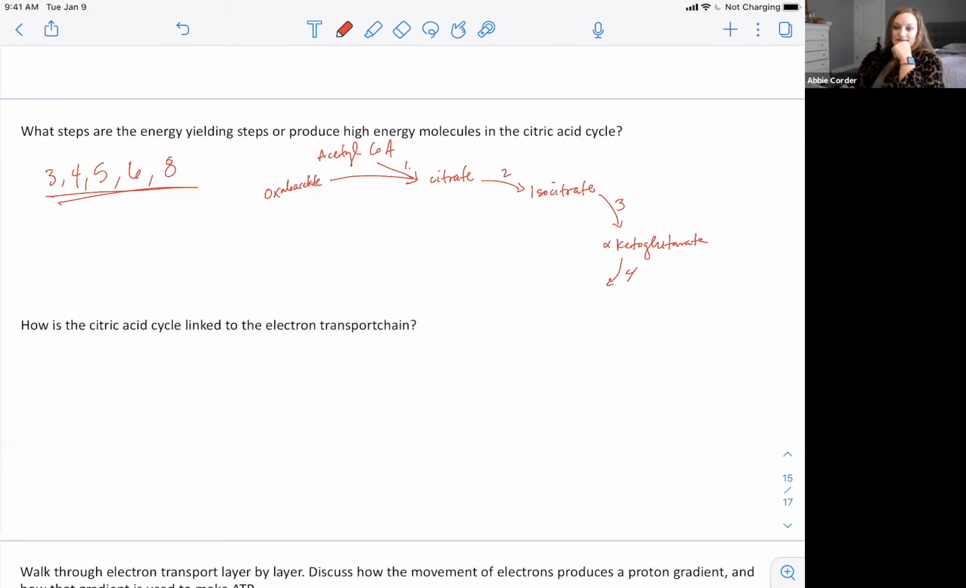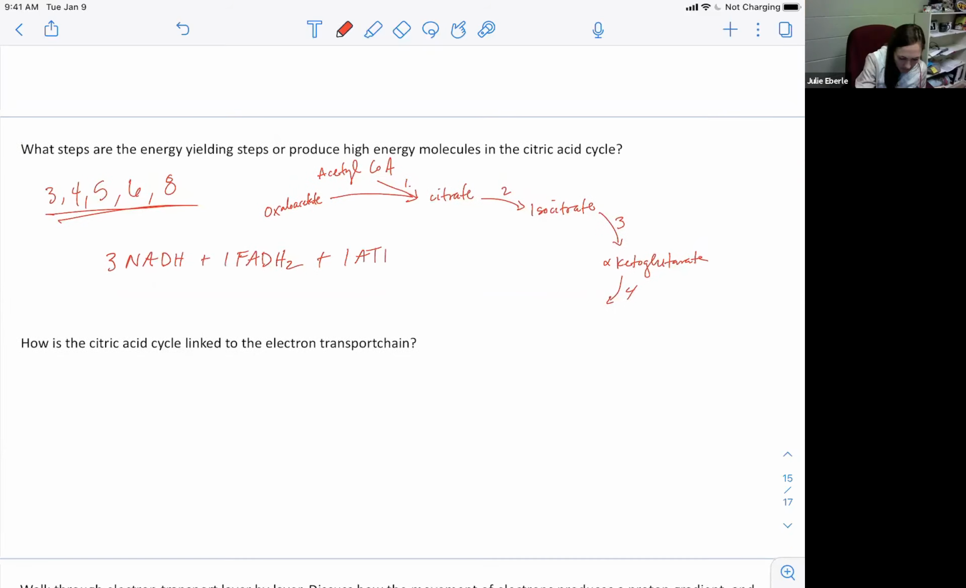Was it 2 NADH? Close, 3 NADH. One FADH2. 2 ATP? 1 ATP. Step 5, that's it. We only get ATP from step 5. H2O? Close, we get 2 CO2. Okay, those were the final products.